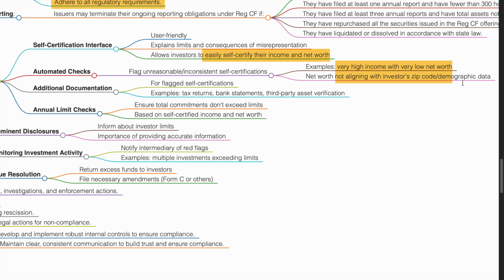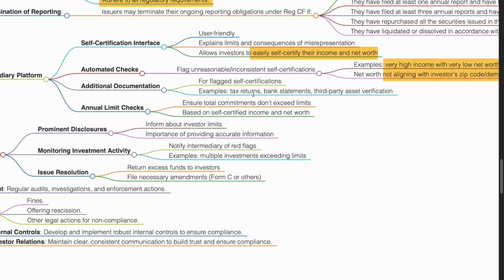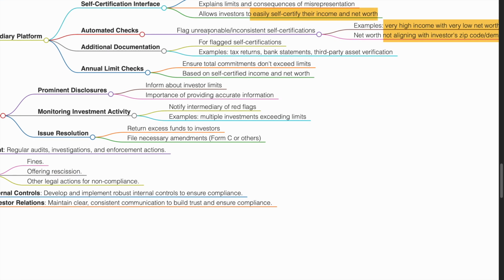Or perhaps they indicate they've got a net worth that just doesn't align with their zip code and with demographic data generally. This isn't to say that it's not possible, but there needs to be an automated sort of reality check. Like, hey, if you're showing that you have a $20 billion net worth in sort of Nowhereville, Alaska, with all due respect to Alaska, probably this should raise a red flag for some sort of secondary checks to make sure it's indeed accurate. Likewise, anything for self-certifications, tax returns, bank statements, third-party asset verification, all this stuff needs to be checked. There just cannot be any issues.